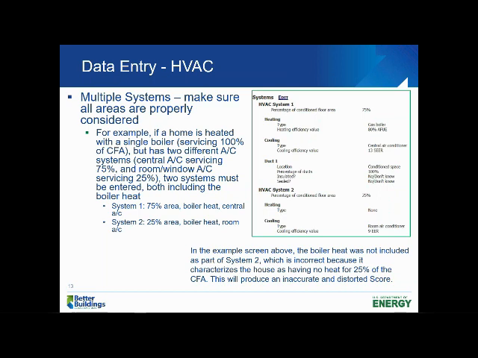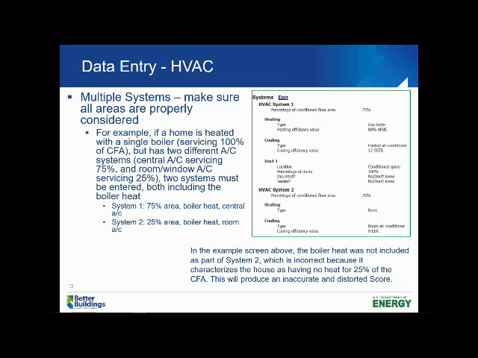And again, please enter the appropriate efficiencies for those, not the year installed, if you can avoid that. And then for system 2, you would enter 25%, services 25% of the conditioned floor area, and you'd still put in boiler heat again and room AC. And we know there's not two boilers in there, but since the boiler heat services the whole house, you have to enter it a second time, and obviously enter the exact same efficiency for both of those heating units, even though essentially they're one unit.